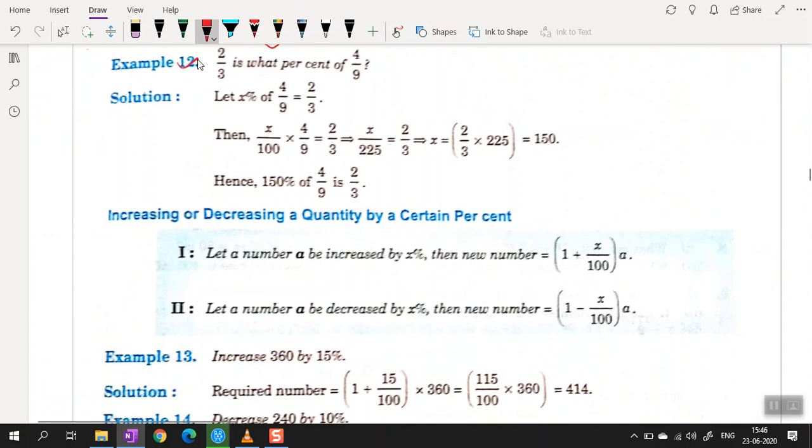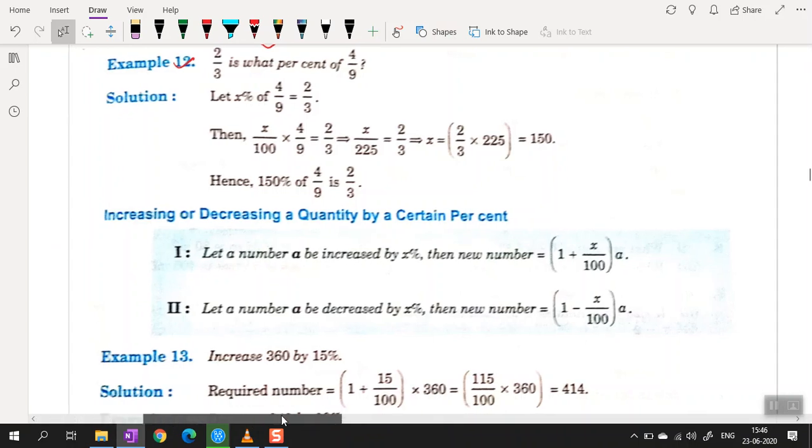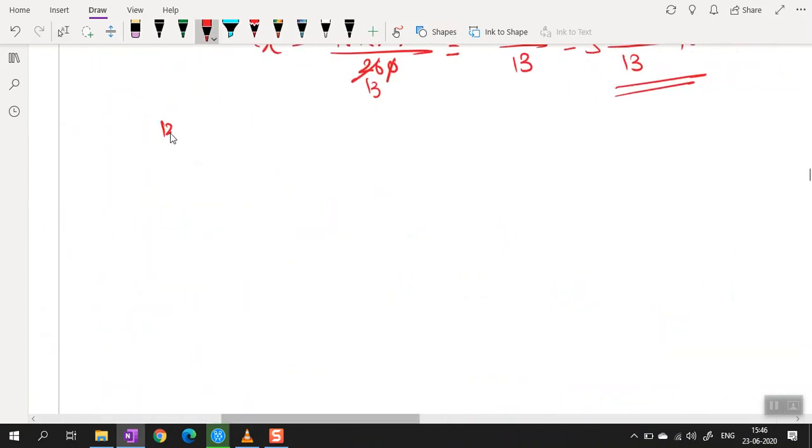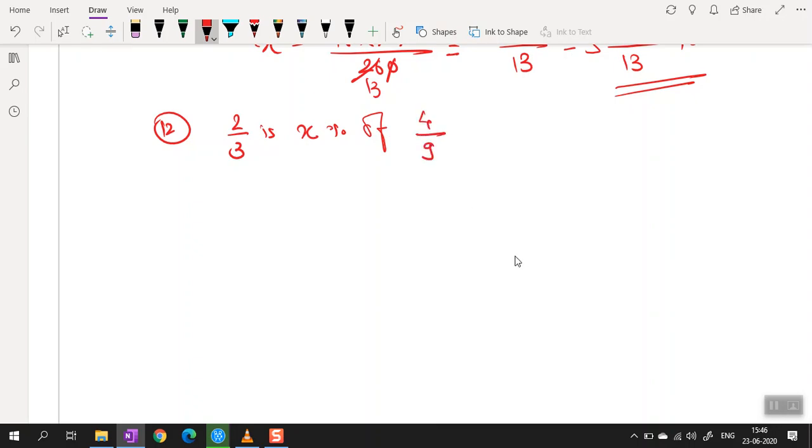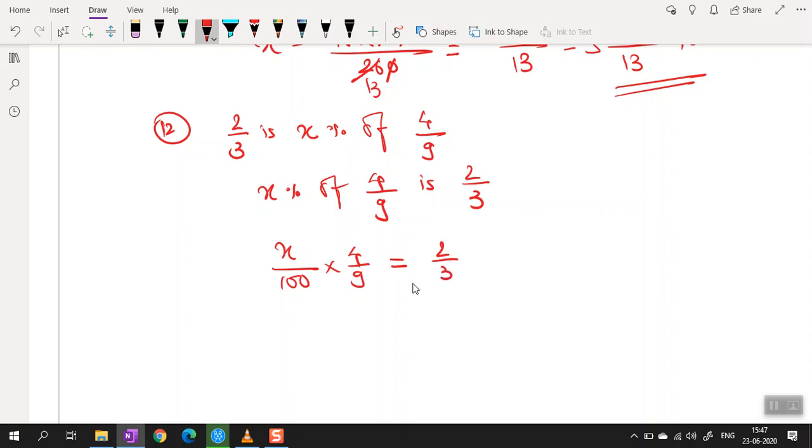Okay, next question. Question number 12. 2 by 3 is what percent of 4 by 9? 2 by 3 is x percent of 4 by 9. Now this is framed a little differently. So let's first simplify this. Can I write it as x percent of 4 by 9 is 2 by 3? Absolutely. So x upon 100 multiplied by 4 by 9 is equal to 2 by 3. Yes, x is equal to 2 by 3 multiplied by 9 by 4.